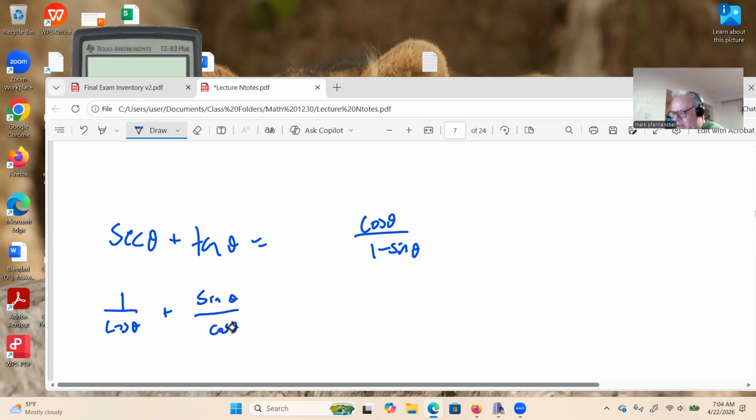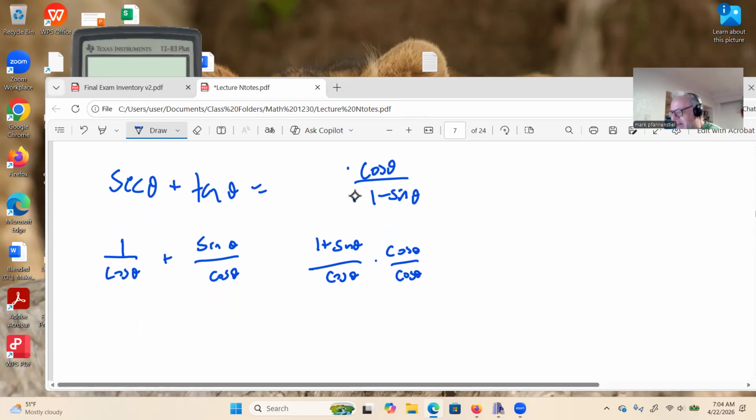Okay, all right. So here we have 1 plus sine theta divided by cosine theta. That's not quite what I'm looking for. So what I'm going to do is multiply top and bottom by cosine theta over here, because I'm looking for cosine theta. The other things you can do is multiply by 1, or you could add 0. Those are the only two math tricks that we have here.